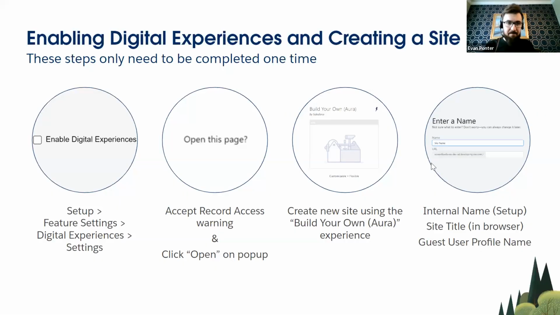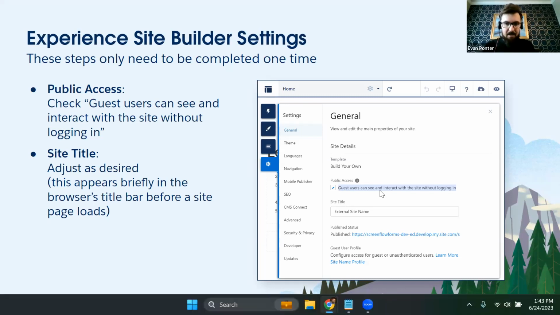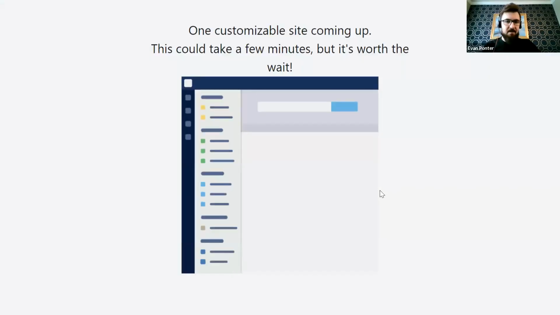While that's loading, there's a couple other steps we need to do to make this Experience Cloud site accessible to the public. So we're going to go into the builder, and in the settings area, we have this checkbox for public access, which allows guest users to interact with the site. So let's go ahead and do that as soon as it is ready.